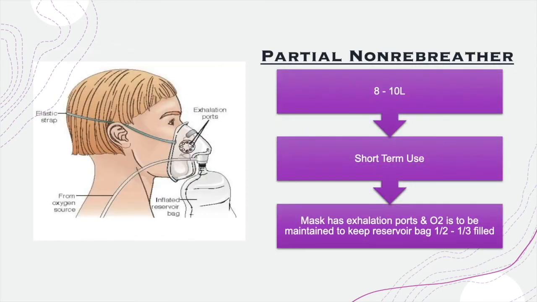Moving on, we get to partial non-rebreather face masks, and they provide 8 to 10 liters of oxygen and are also used for short-term use. An important fact about these masks is that they have exhalation ports in them, which is going to allow the passing of exhaled gases out of the mask. You can see it right there, exhalation ports. That's going to allow for the passing of exhaled gases out of the mask, such as carbon dioxide.